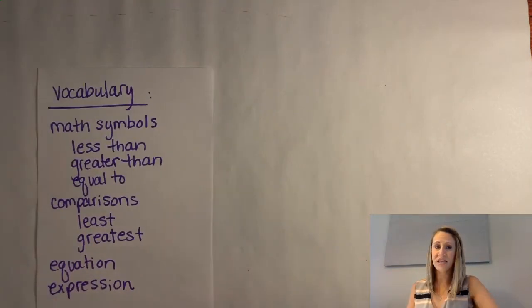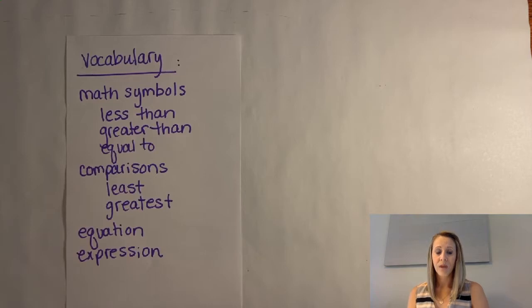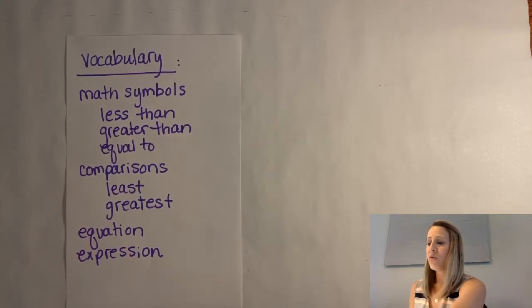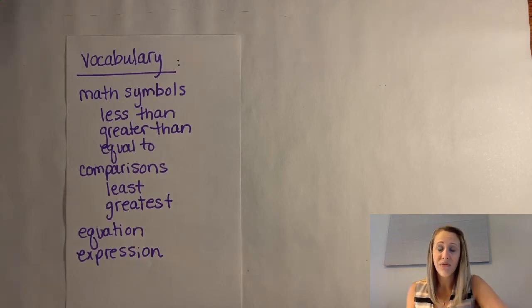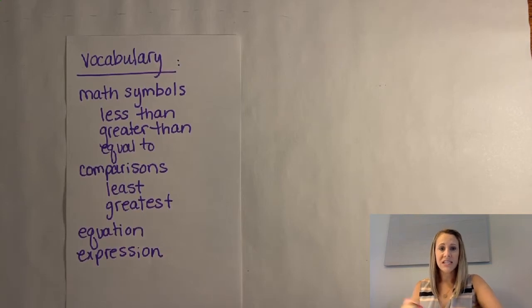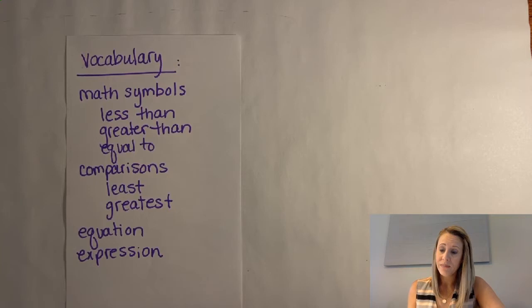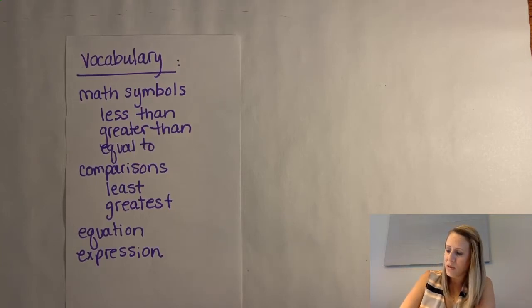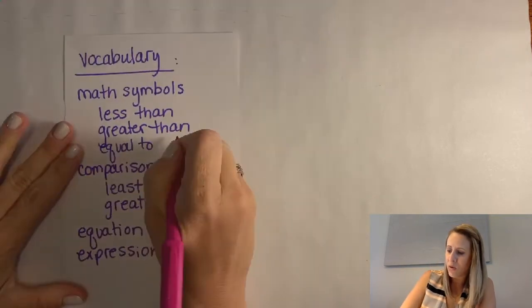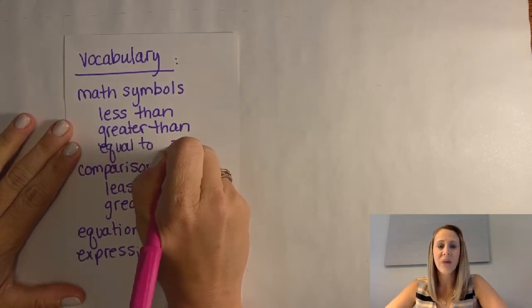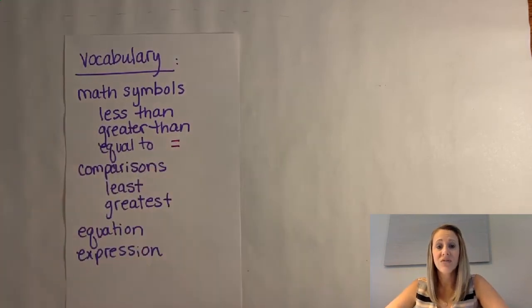Also, for our lesson today, we have a couple vocabulary words that I want us to take a look at. Number 1, we are going to revisit some math symbols that you've most likely seen before in earlier grades. The math symbols that we're going to focus on today are less than, greater than, or equal to. Equal to, you're probably the most familiar with, which are two horizontal lines, one on top of the other, which just means that two values are equivalent or have the same value.